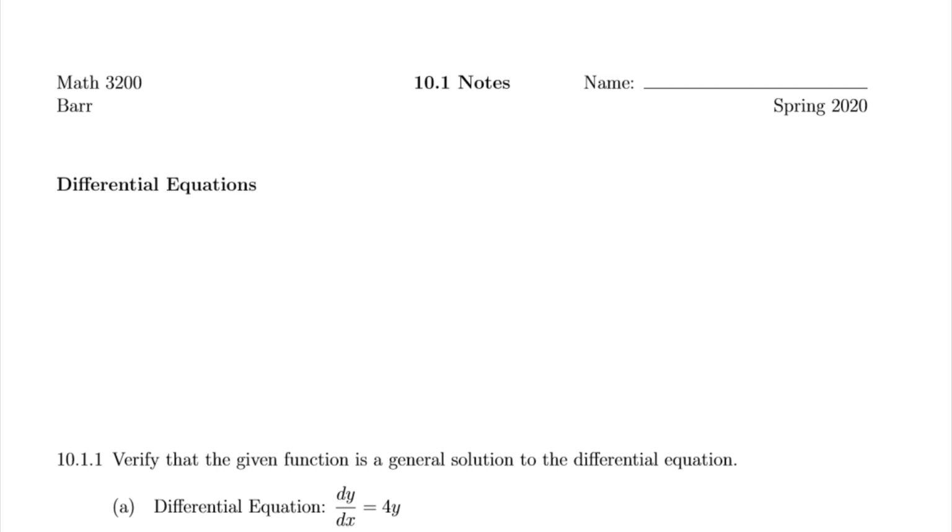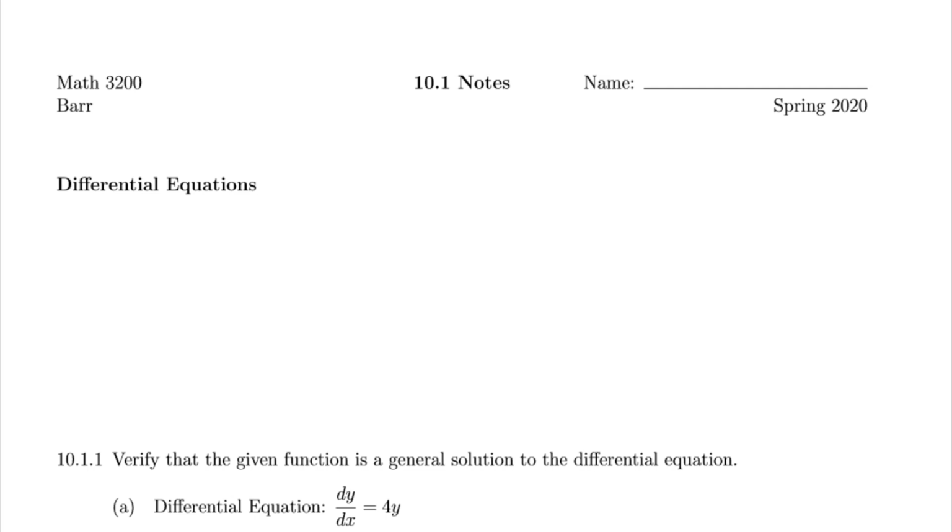Hello, and welcome to our first foray into Chapter 10 in Calculus 2. So, today we're going to be talking about differential equations. This fits in well with what we've been doing because we've been focusing on integration theory. And in particular, differential equations is devoted to how to use integrals to be able to solve some stuff.